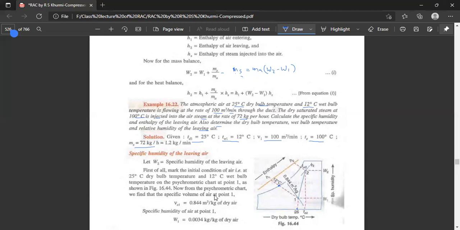The wet bulb temperature line, or the line closest to it, when these two lines intersect each other, we get the point 1. And now from the psychrometric chart, we find the specific volume at point 1. From the chart, you will get specific humidity as well as specific volume. At point 1, specific humidity is given as 0.035 and specific volume is given as 0.844 cubic meter per kg of dry air.